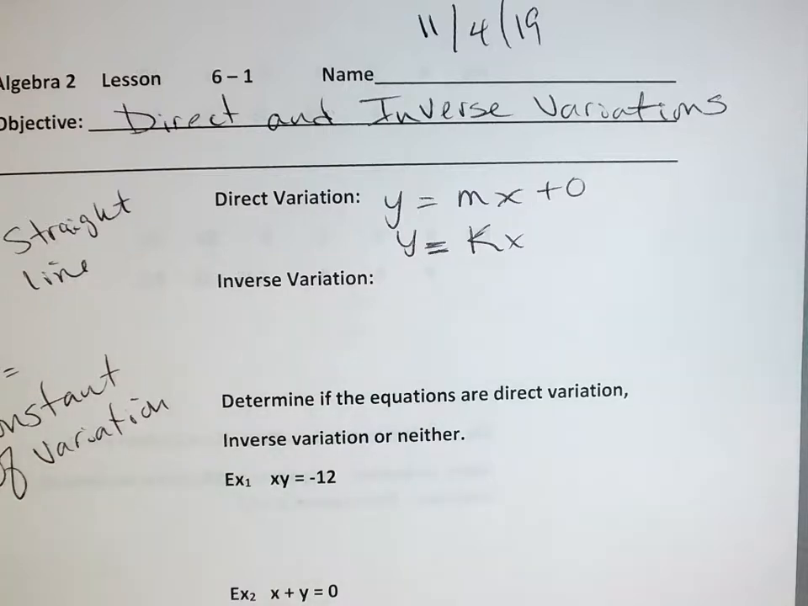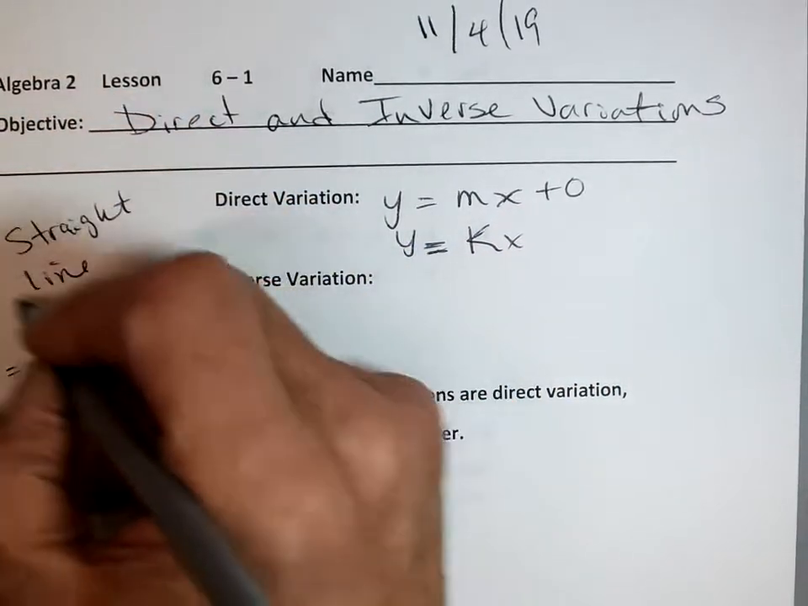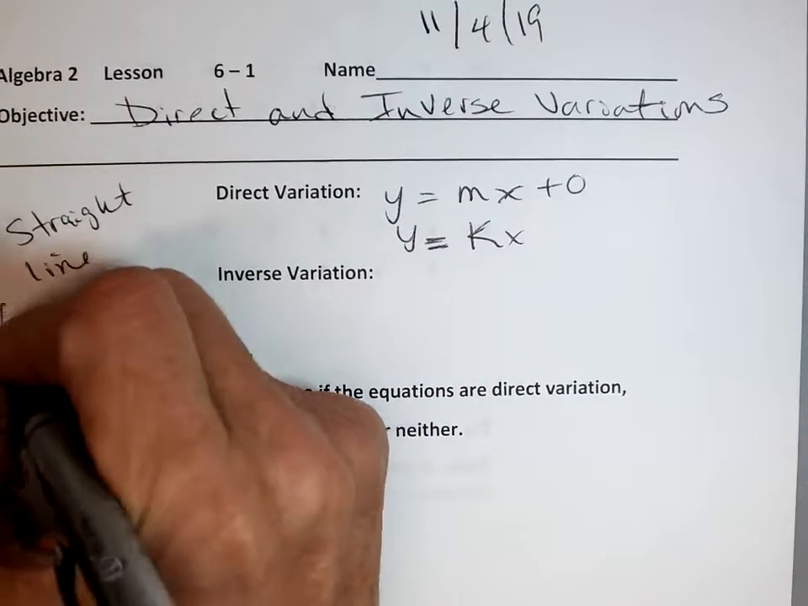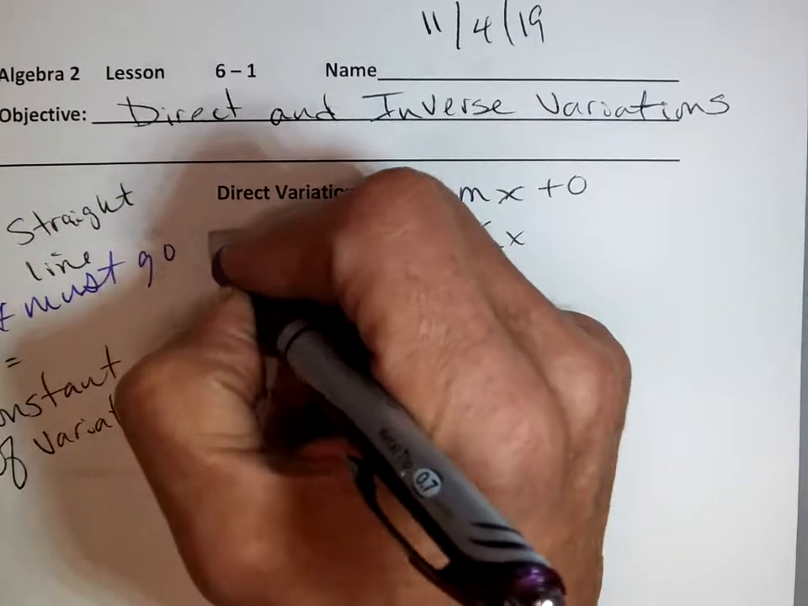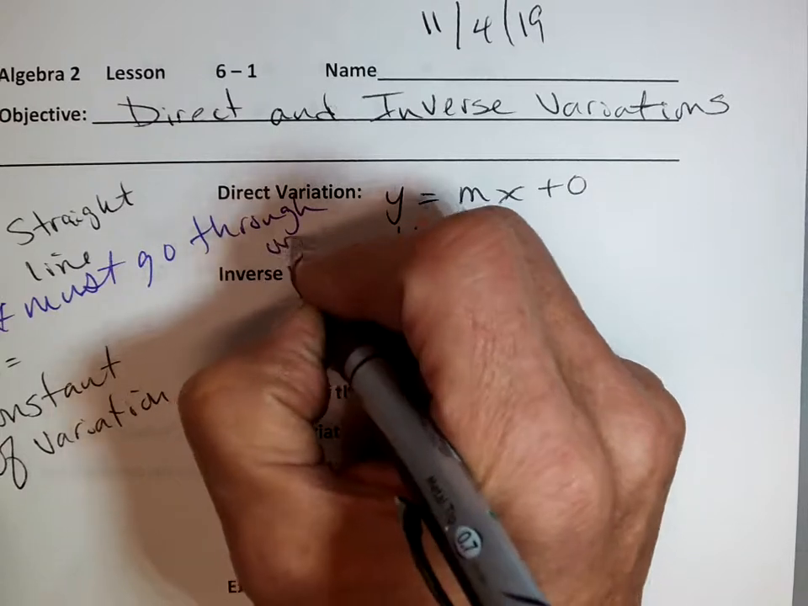Directly related, okay? Now, the big thing is this plus 0, okay? It must go through the origin. And I'm going to put that in a different color, okay? Absolutely must go through the origin, okay? Now the origin is the point 0, 0.